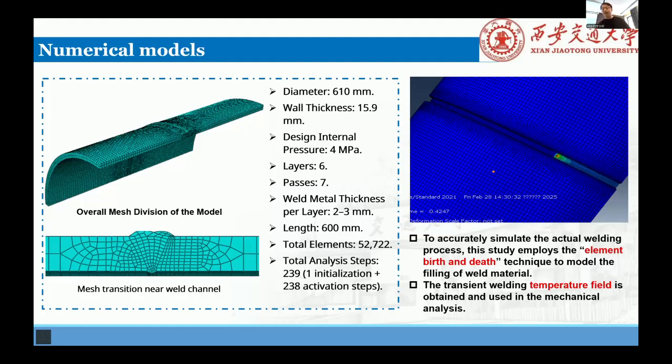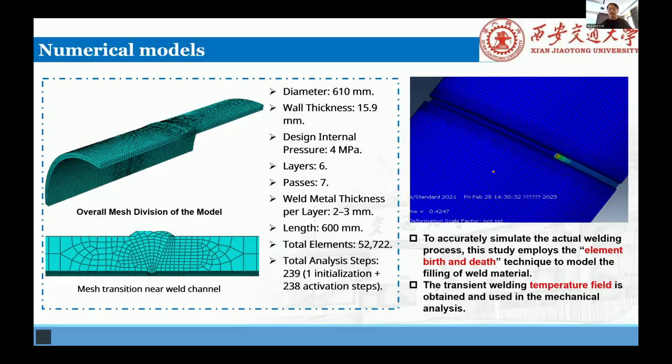The pipe diameter is 610 millimeters, and the weld thickness is 15.9 millimeters. The design internal pressure is 4 megapascal. The weld is deposited in 6 layers and 7 passes, with weld metal thickness of 2 to 3 millimeters per layer.